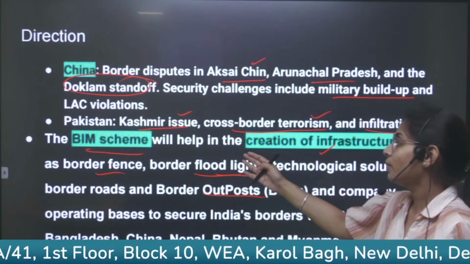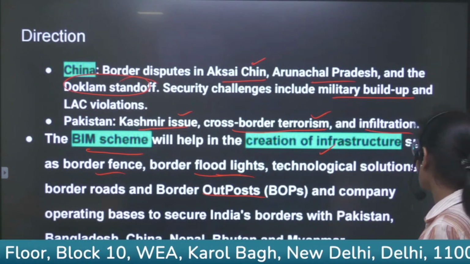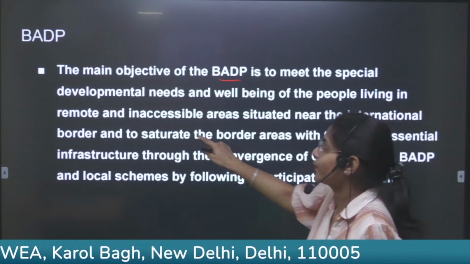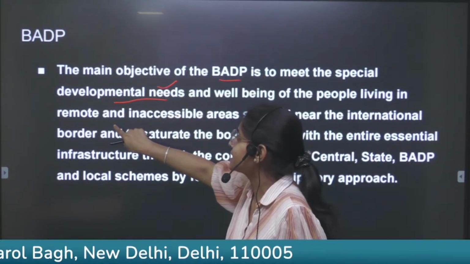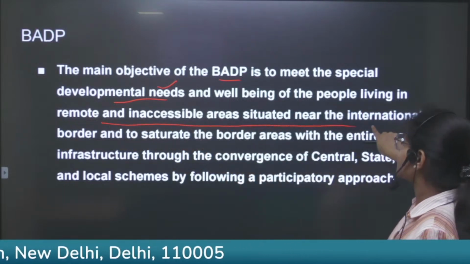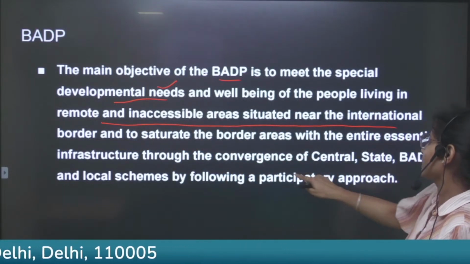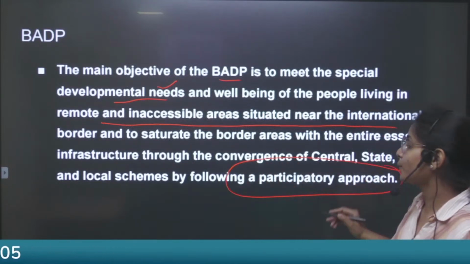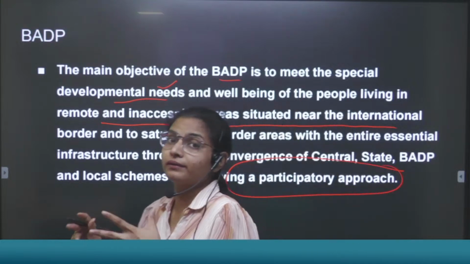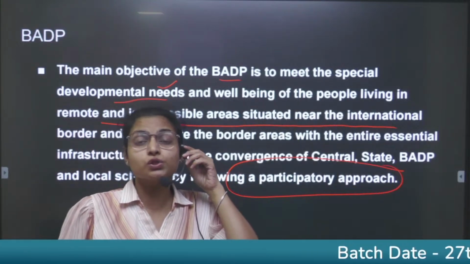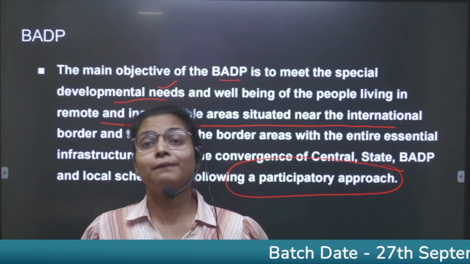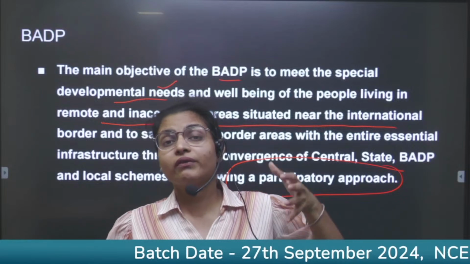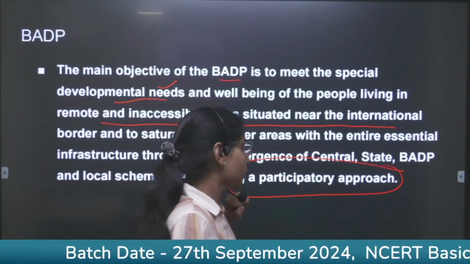So mention the border fence, border floodlights, border outposts. And then the Border Area Development Programme focuses on the development needs of remote and inaccessible areas situated near the international border. There we focus on a participatory approach with the people, so that they will not be radicalized or misused by people from across the border. For example, in J&K, we are developing infrastructure so that the radicalization of the youth can be reduced.